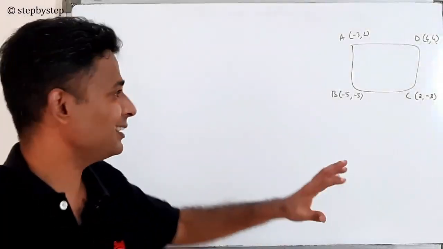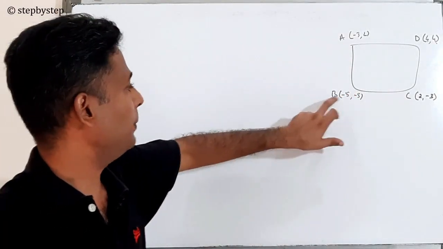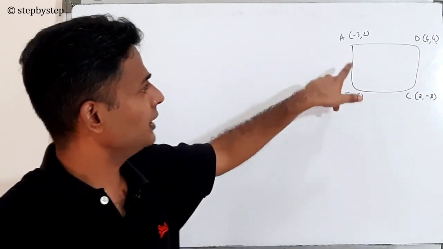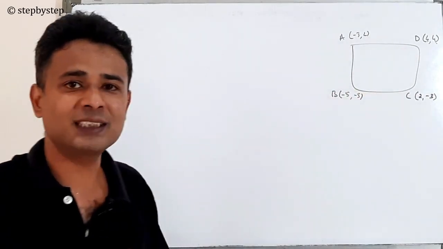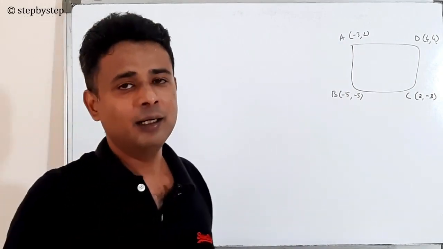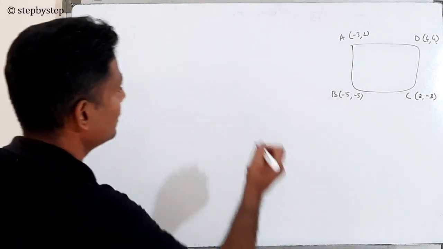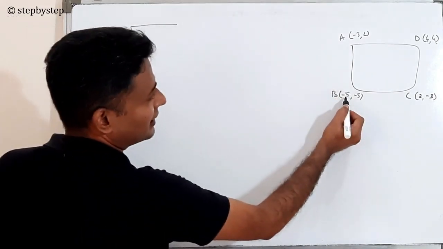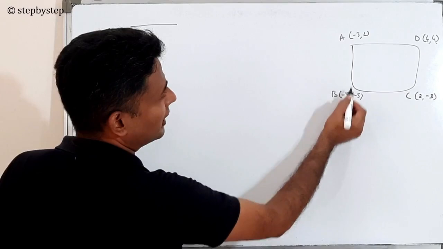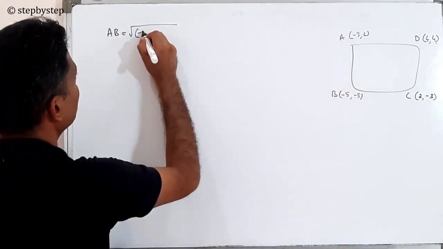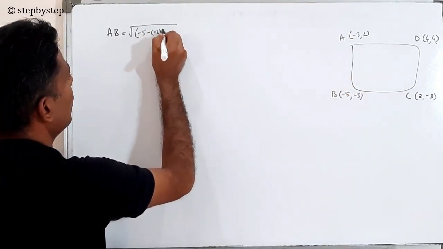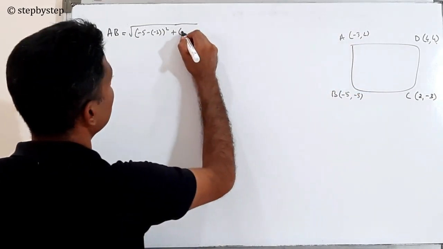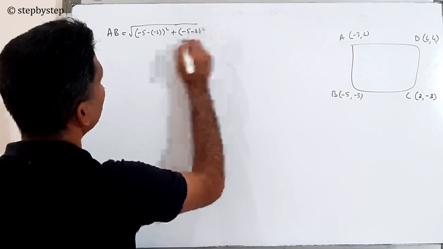Alright guys, in the next question they have asked you to prove A, B, C and D are vertices of a rhombus. So in this case, it's only enough if you show all four sides are equal. You do not have to sit and show 90 degrees, right? So simple, again we'll find AB first. So I'll take this as x2, y2. Minus 5 minus of minus 3 whole square plus minus 5 minus 2 whole square.